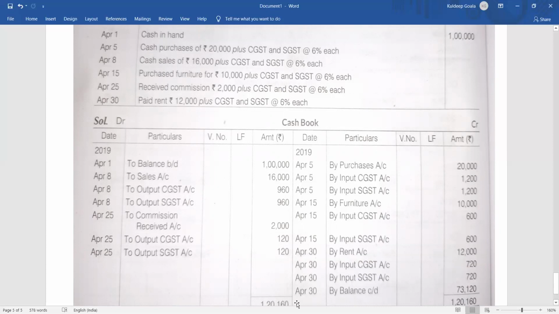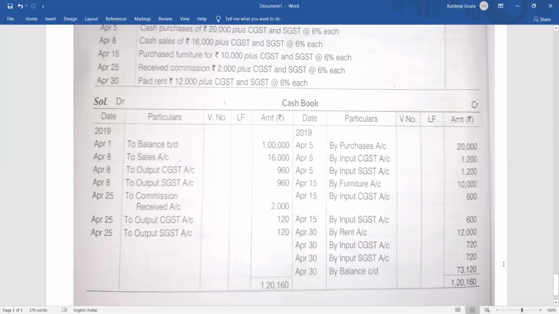Now after doing the balancing, take the debit side total and the credit side total, and we do the plus minus, and we can see that the balance is coming to 73,120. There is no change this time, so we have not put any note here. We will not require to put any note. Clear? So this closing balance of April 30 will appear on, here it is not mentioned, you should mention here, it will appear on May 1.